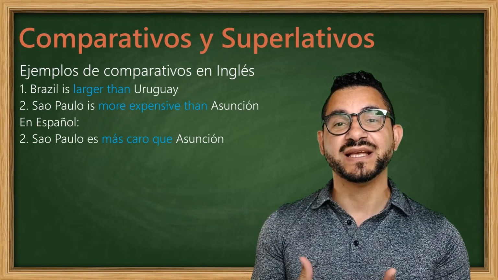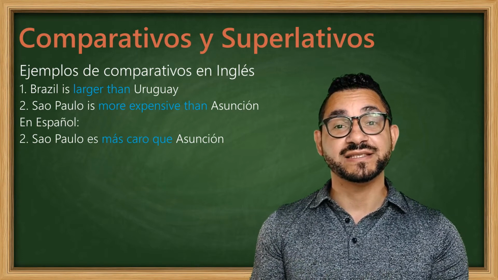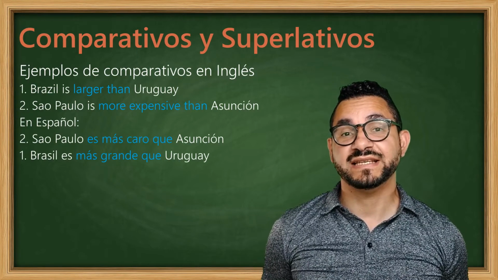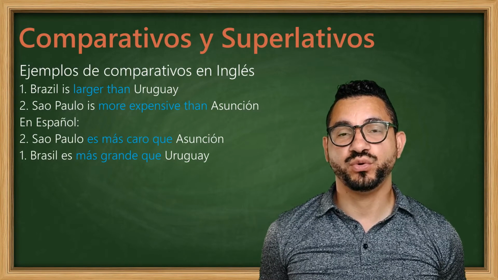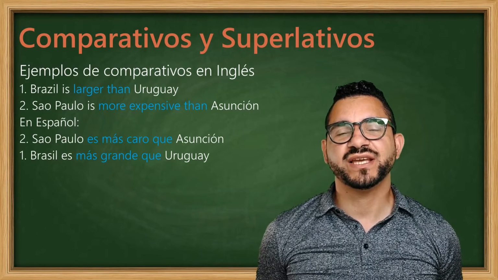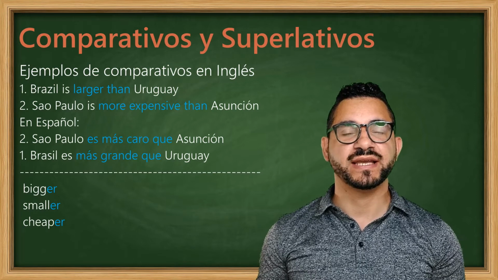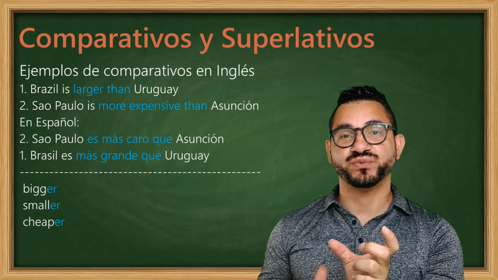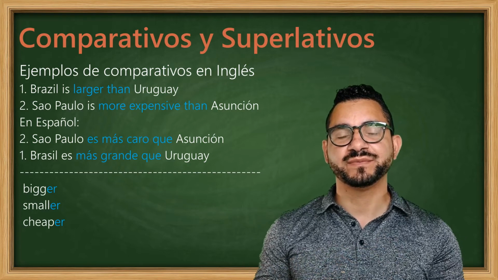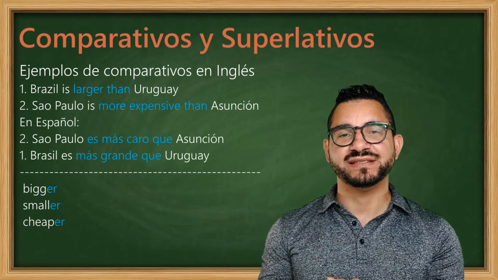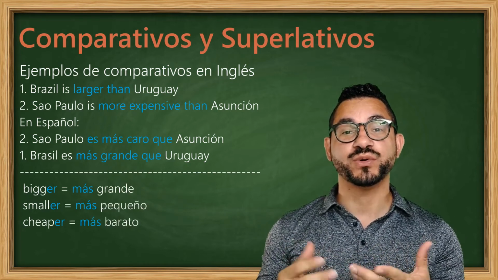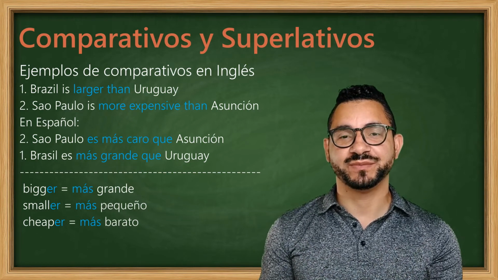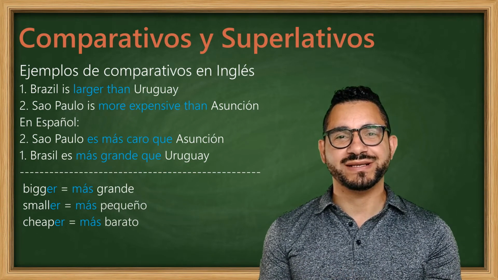Now let's translate sentence number 1. Brasil es más grande que Uruguay. So every time you need to translate words like bigger, smaller, cheaper, they're usually short words with the ER ending. In Spanish, you have to say more big, more small, more cheap. Okay? Let me give you more examples.